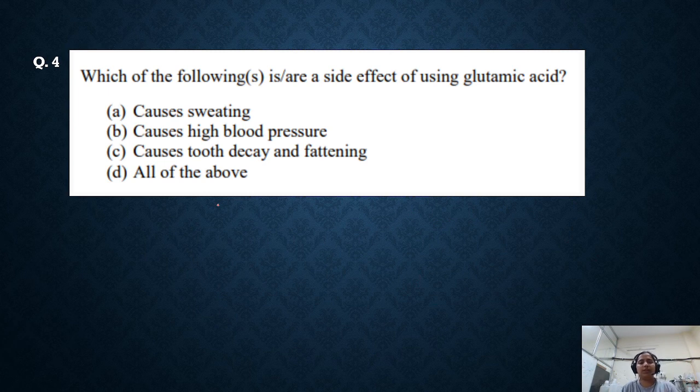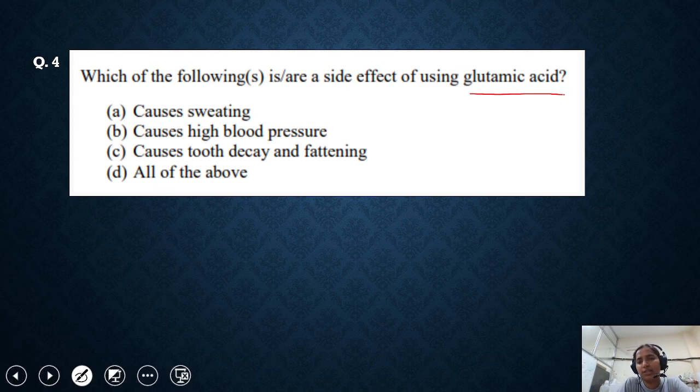Now coming to the next question. Which of the following is a side effect of using glutamic acid? So you must know that glutamic acid is used in various types of applications, so they are asking about the side effects. This is also used in foods, the cosmetic industry, and other industrial applications. So these are the options: what are the harmful or side effects of using this glutamic acid.